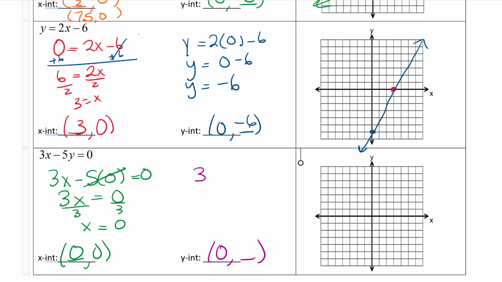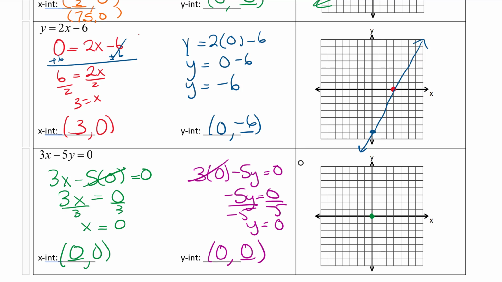On our next one, 3x, but x is now 0, minus 5y equals 0. 3 times 0 is 0, so I keep the negative 5y, divide both sides by negative 5, and that gets me y equals 0, since 0 divided by anything is 0. So my x-intercept happens to be the origin, and the y-intercept also happens to be the origin.